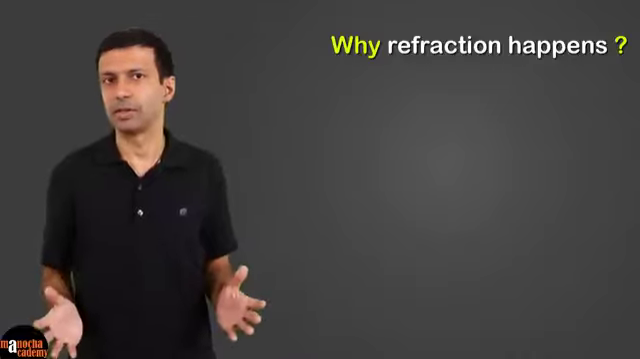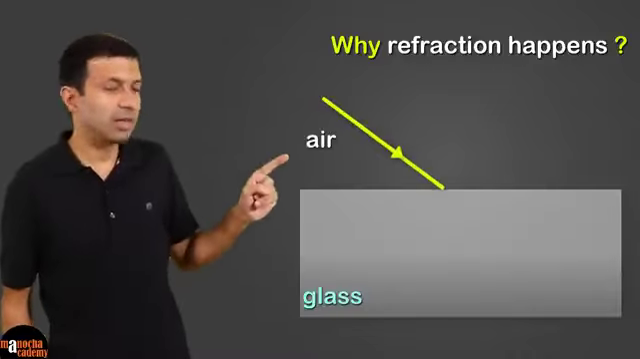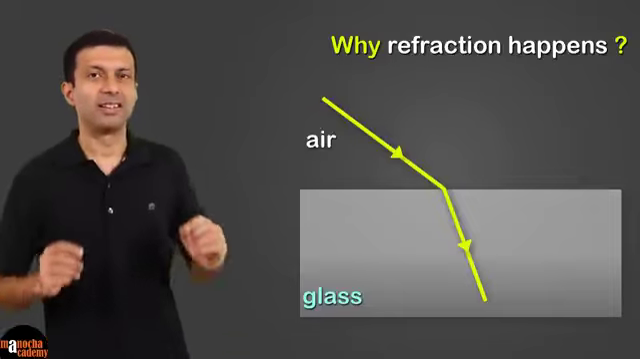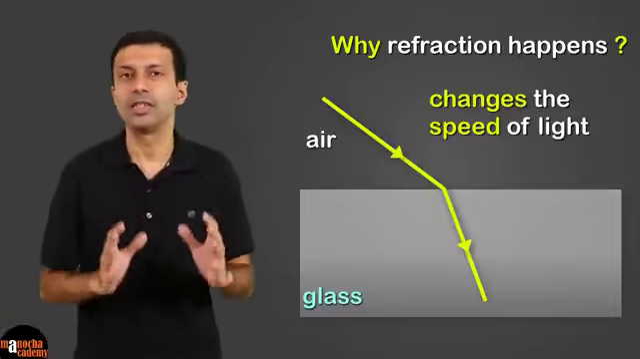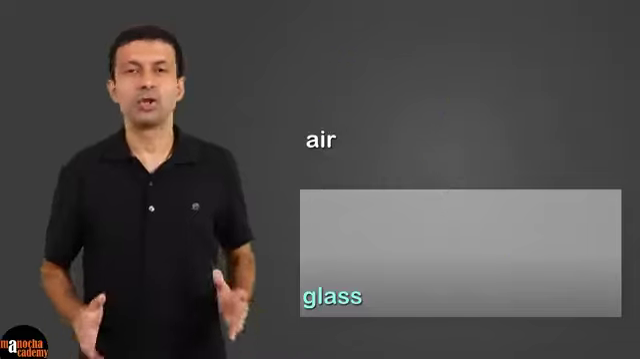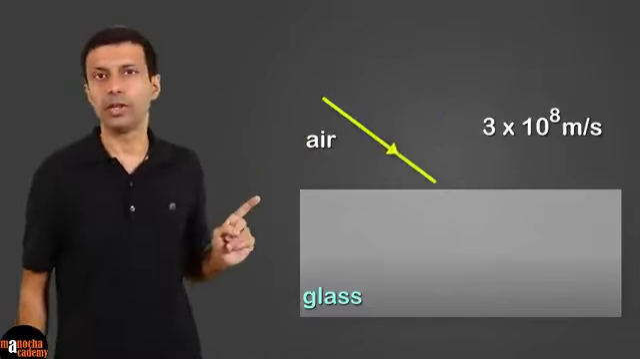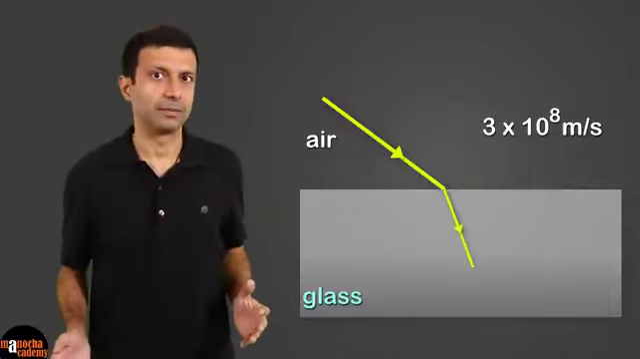Now that we know what is refraction, let's take a look why refraction happens. So what is the magic this glass block is doing to bend the light? The answer is it changes the speed of light. So let's say the speed of light in air is approximately 3 × 10^8 meters per second.